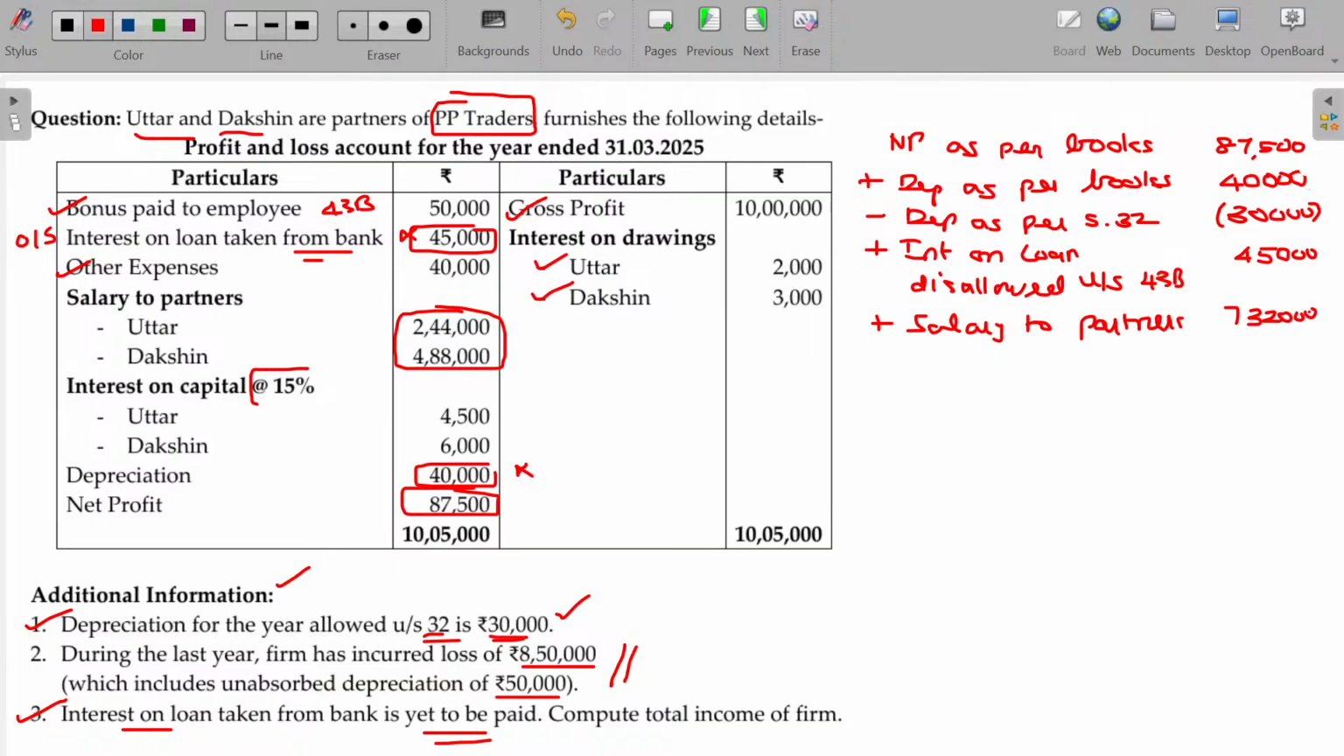Interest on capital allowed 15%. But actually, section 40 clause B says only 12% is allowed. So beyond that is disallowed: 3% excess than the amount allowed. So 3 by 15 is disallowed. Come on, tell me, how much is that? Add that interest on capital. 2,100.